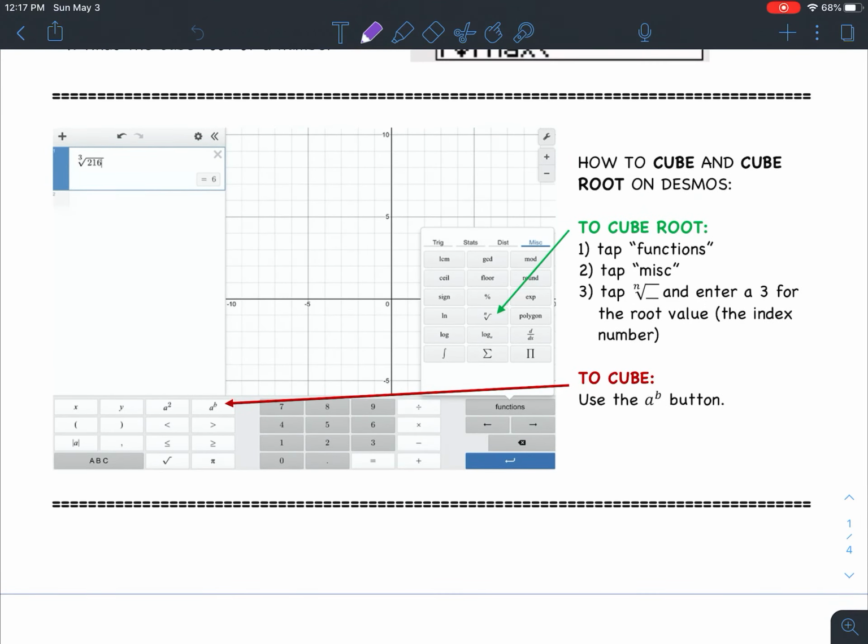And in your Desmos app, if you want to take the cubed root, you can hit that function button and it will pop up and type in your little 3. And if you want to cube something, use a to the power of b and plug in that 3 for b.